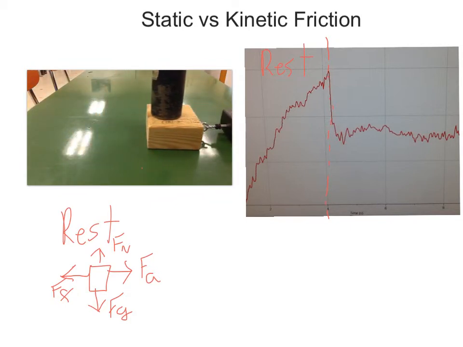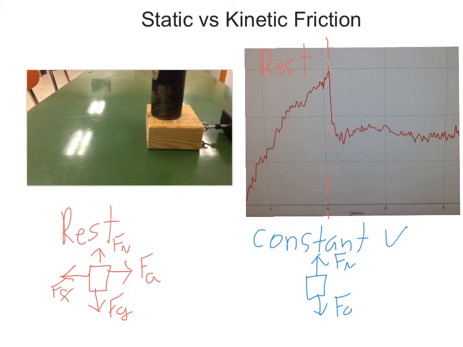Now, if I go a little further in my movie, boom, I begin to move, and now I'm moving specifically at a constant velocity. So if I wanted to draw a free body diagram now, when I'm moving at a constant velocity, truth be told, it's not going to look a whole lot different. I'm still going to have the same four forces acting on the object. And the frictional force will still be equal to the applied force.